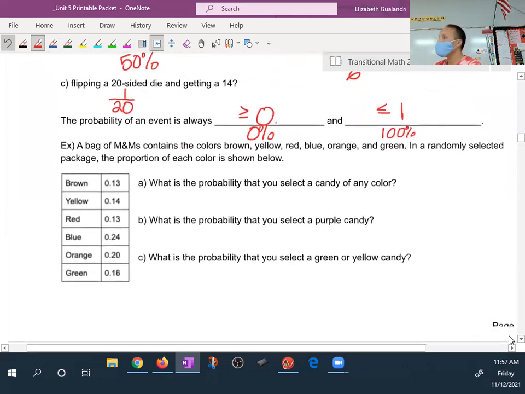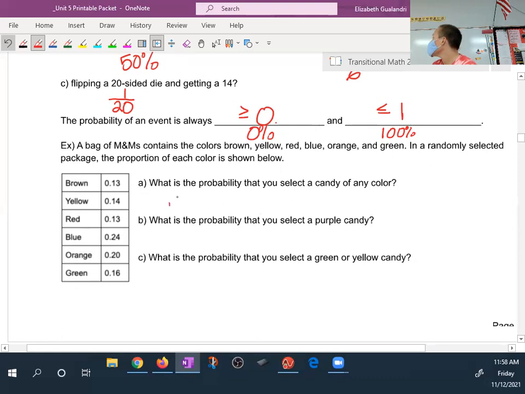We have a bag of M&Ms. The bag of M&Ms contains the colors brown, yellow, red, blue, orange, and green. In a randomly selected package, the proportion of each color is shown below. Proportion is also another kind of word for probability, but here it's a percentage they're giving us. They're asking us what's the probability? So we're taking a chance. What's the probability that you select a candy of any color? 100% is what it's going to be.